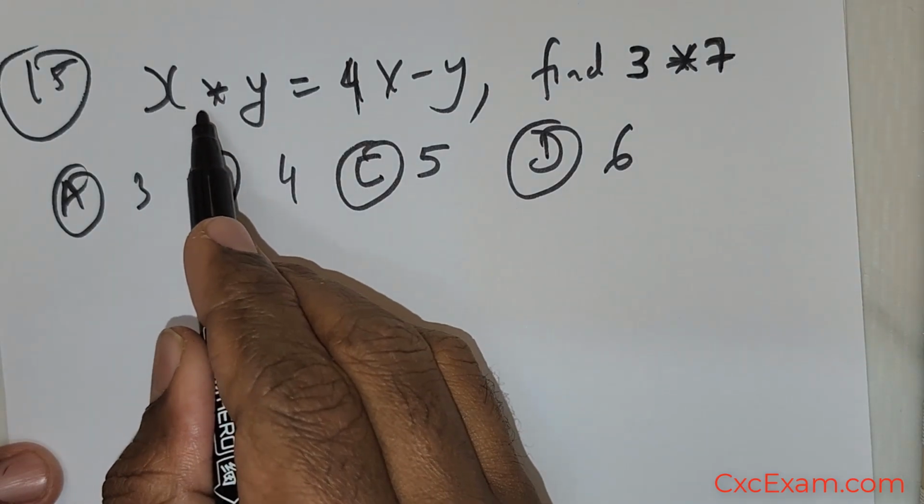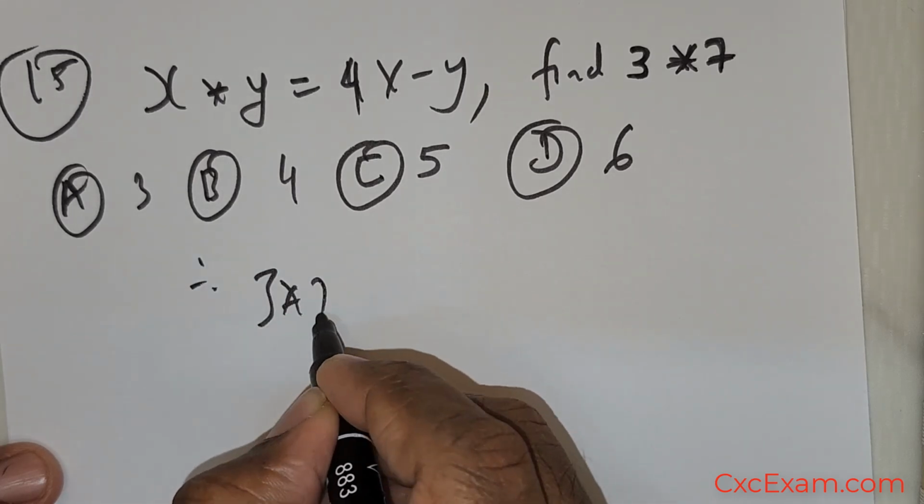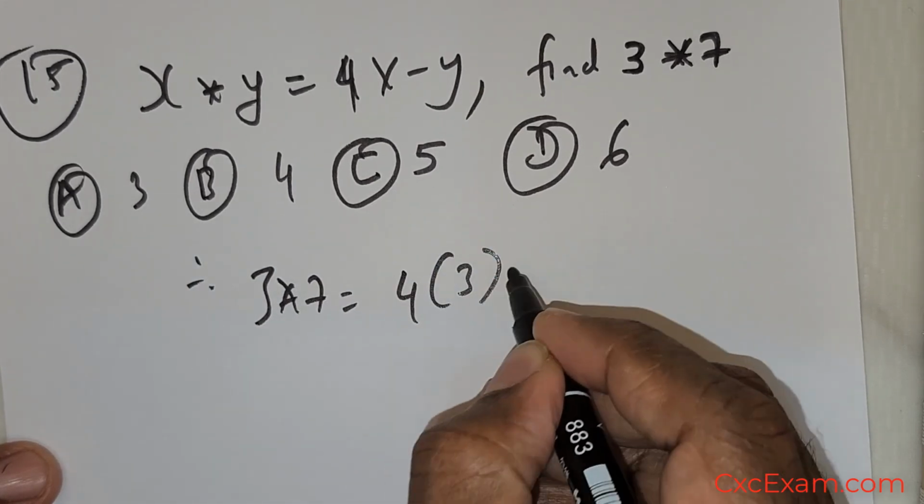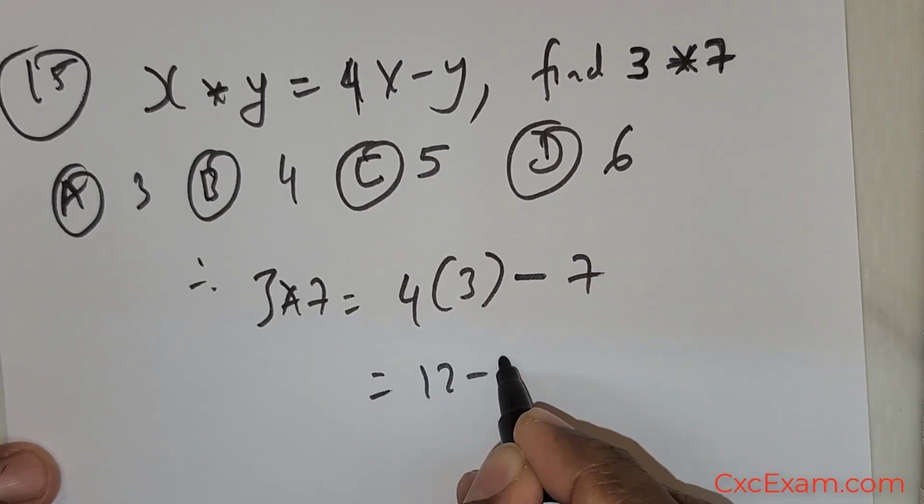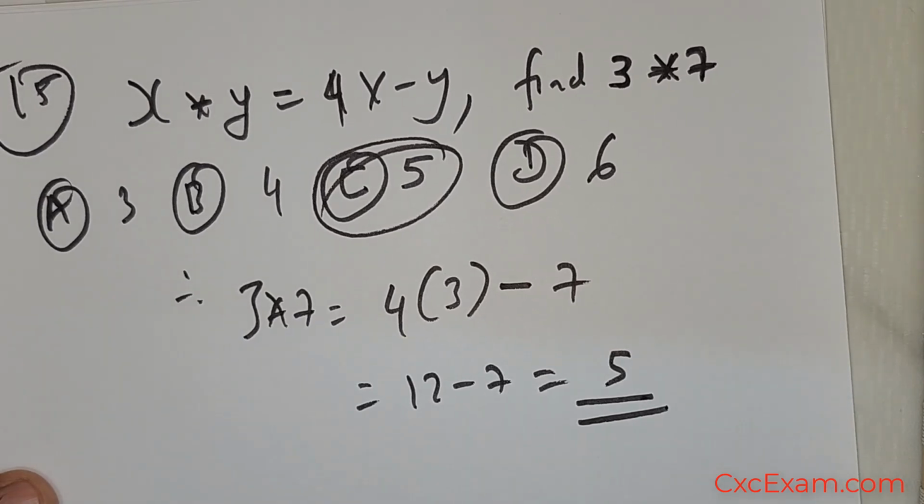So you're given x star y is 4 times (x minus y). So therefore 3 star 7 is 4 times (3 minus 7). Sorry, this is 12 minus 7, which is equal to 5. So this is the solution for this question.